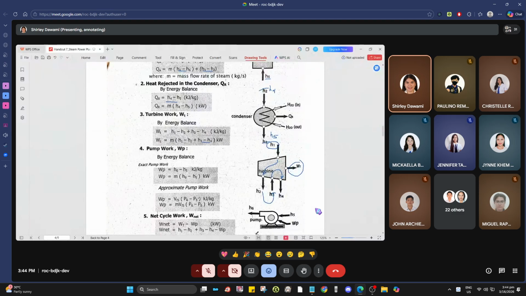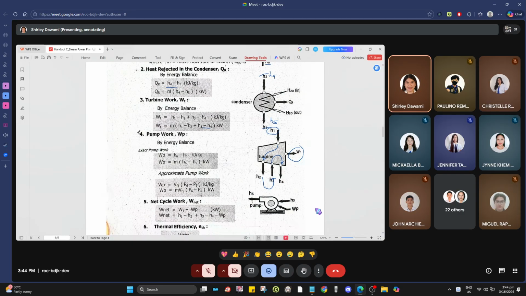In the Rankine cycle, it is only H1 minus H2, since there is no other expansion that happens. But for this reheat cycle, there are two expansions: partial expansion and complete expansion.